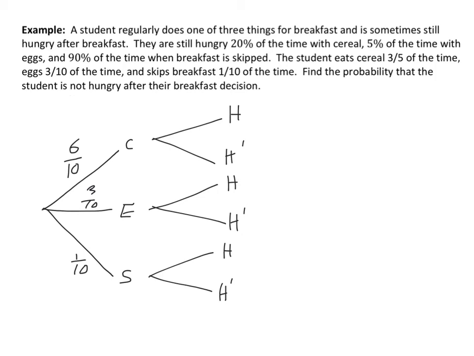We'll work it out. Now that I've got those, I'm going to go in and fill in these hunger probabilities. And these are going to change because they're conditional on what happened before. So for cereal, they're still hungry 20% of the time. So that's 0.2. And that means that this is going to be 0.8. For eggs, this was 0.05, and that means this is 0.95. And for skipping, this was 90%, and this was 10%. So those are the numbers that you should have had on these things.